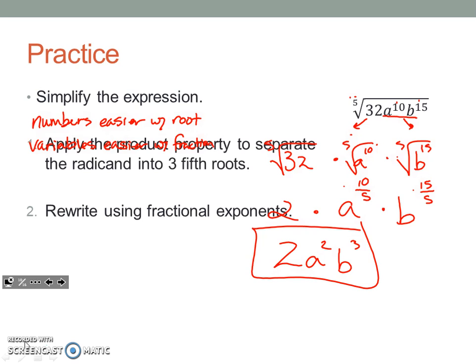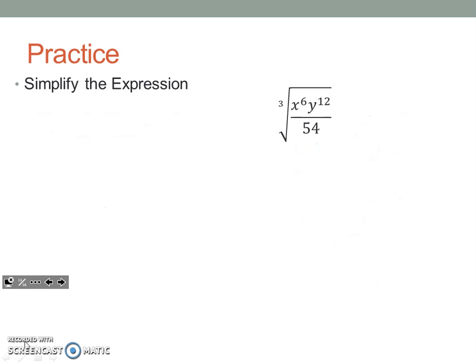Last example. We're going to deal with some cubed roots. Okay, I've got a cubed root of x to the 6th, y to the 12th, divided by 54. Okay, it doesn't matter that these are divided. This cubed root goes to everything. So again, I can separate this. Cubed root of x to the 6th, cubed root of y to the 12th, over cubed root of 54.